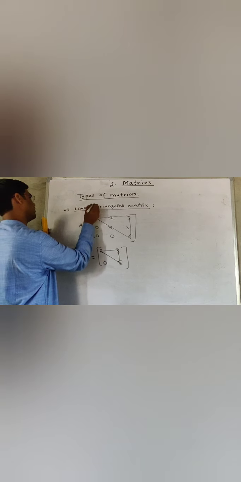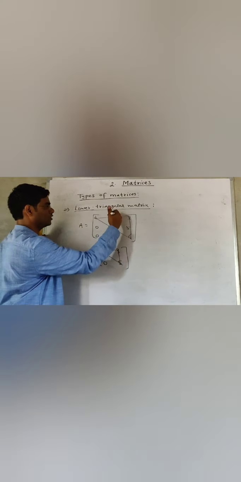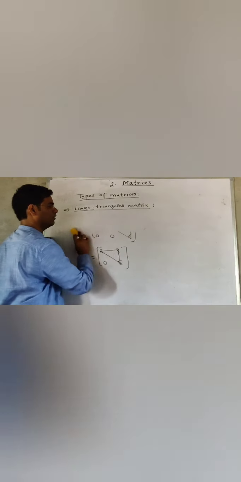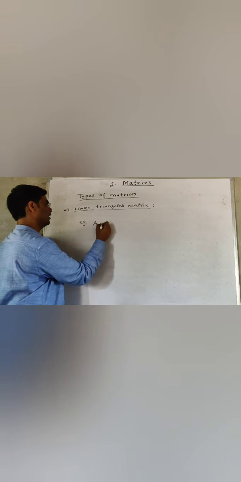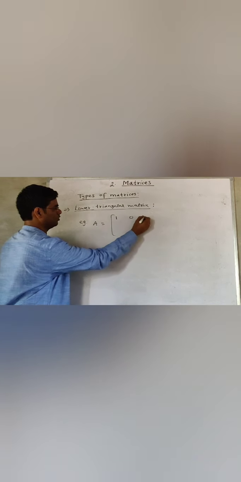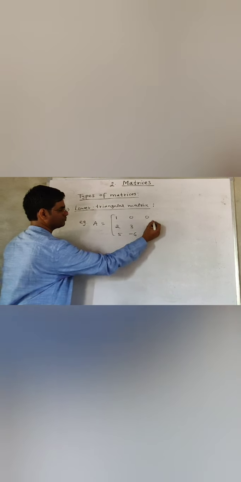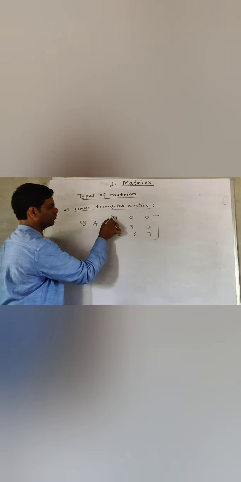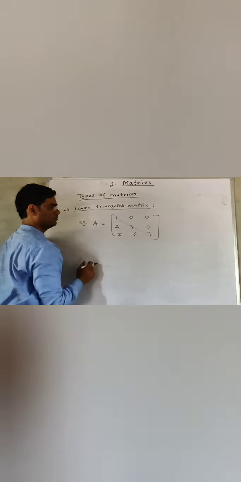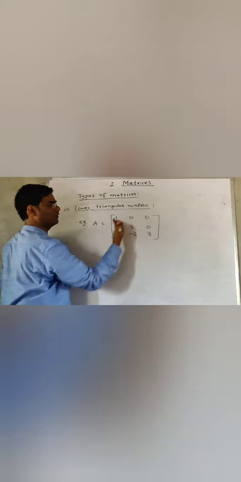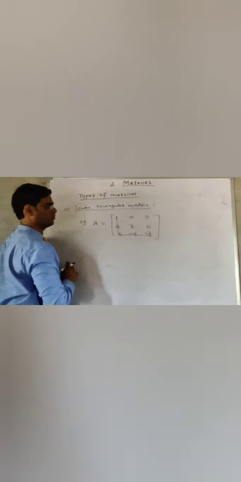Now the last type of matrix is the lower triangular matrix. Opposite of upper triangular: in upper triangular the elements below the diagonal are 0, and in lower triangular the elements above the diagonal are 0, which means a triangle is formed below all three 0s. Let us take the example. A is a matrix having elements 1, 0, 0; 2, 3, 0; 5, minus 6, 7. What are the diagonal elements? Here 1, 3, 7 are the diagonal elements, and the elements above the diagonal are always 0, and a triangle is formed below these three elements. Therefore this matrix is known as a lower triangular matrix.